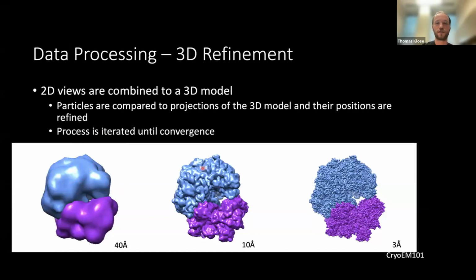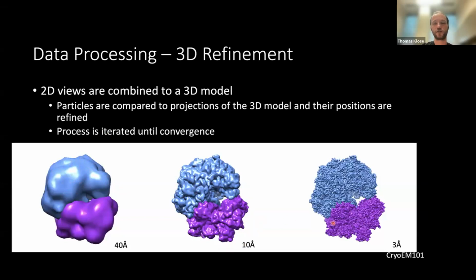And you do that, and then you will get to a slightly higher resolution. So this is the same molecule at 10 angstrom resolution. So you can start to see pretty much the detailed structure, like where individual domains are and even how the molecule is shaped.